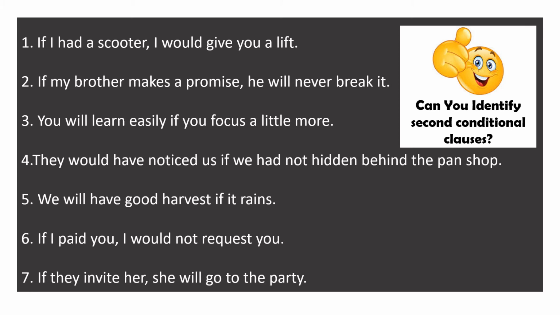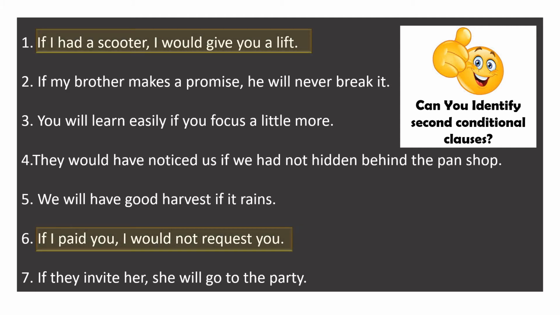If my brother makes a promise, he will never break it. Makes is V1s, but we need V2. This is not second conditional. This is first conditional that we have already learned. And the third one, you will earn easily if you focus a little more. Here also, it is not the second conditional. They would have noticed. We want would plus V1, but here would have plus V3 is there. So that is not. So if you see, the sixth one again is the second conditional.